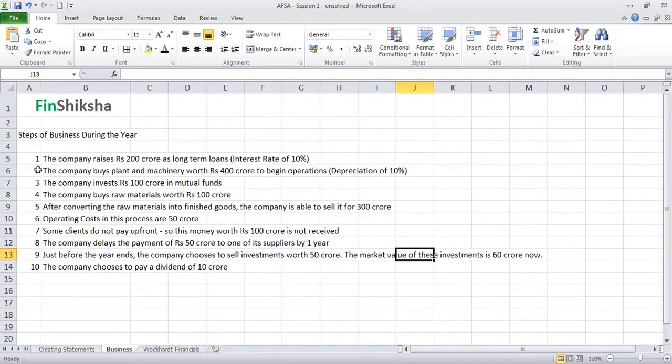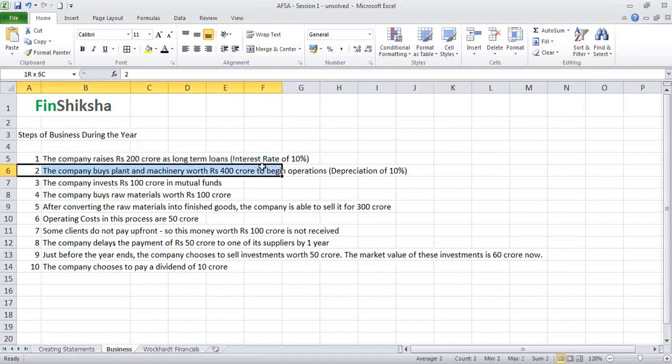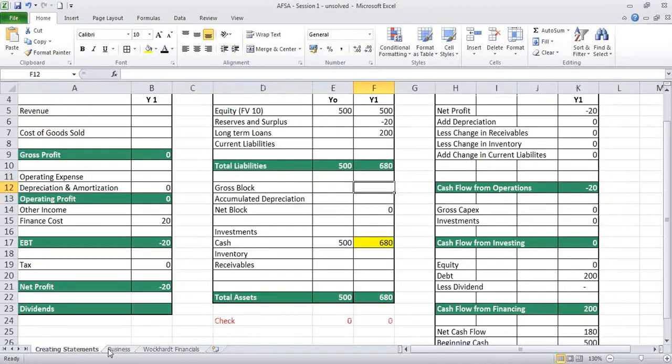Let's look at the next stage, which is the company buys plant and machinery worth rupees 400 crore to begin operations. They have raised the money, they have the debt, and now they are buying some assets to work. If you are buying assets worth 400 crore, that should increase your fixed assets, which is your gross block. So gross block becomes 400. The moment you see that, you will see a depreciation and amortization expense of 40 coming here, which makes your net profit minus 60 and reserves and surplus becomes minus 60.